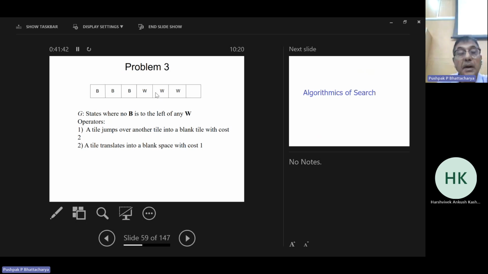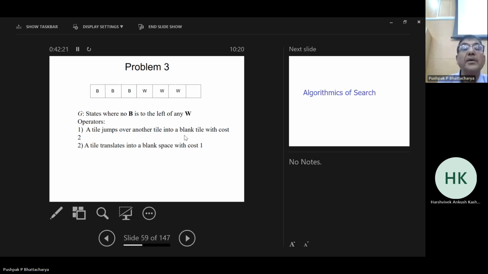The third problem is that you have black blocks. Okay, BBB are three black blocks, WWW are white blocks, and there is an empty block. We want to reach a state where no B is to the left of any W. Okay, none of the B's is to the left of a W. And there are two operators. A tile jumps over another tile into the blank tile with a cost of 2, and a tile translates into the blank space with a cost of 1. These are the only two operators allowed.